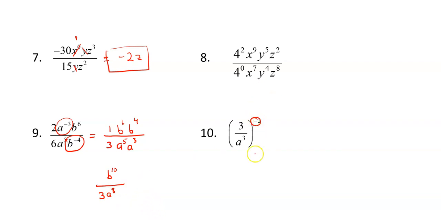Number 10 is pretty simple. Negative exponent means flip. So I get an a to the 3rd over 3, now raised to the positive 2nd power. Okay, gives me an a to the 6th on top, 9 on the bottom.